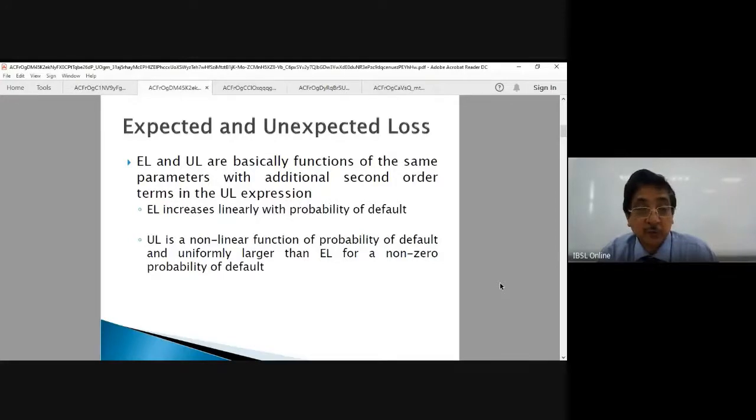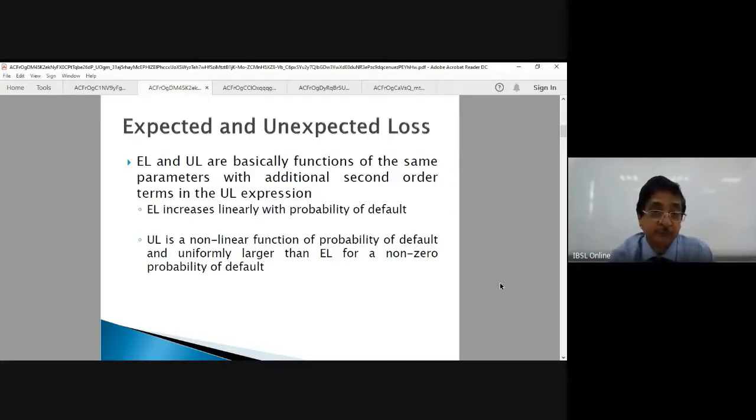Now you have to just look at one type of it. Expected loss increases linearly with the probability of default. What do you mean by that? When the probability of default goes up, expected loss also will go up. That is what it means. But UL, or the unexpected loss, is a non-linear function. It is not linear. Linear means there will be a proportionate increase. But when you say non-linear, it is not a proportionate type of thing.